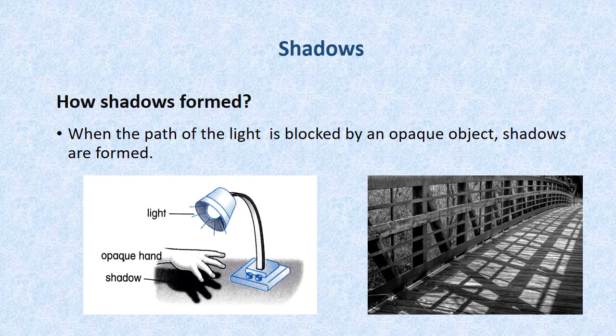So look at the picture below. The source of light is the lamp. The light rays which come from the lamp are blocked by the hand. So the hand is the opaque object. So finally the shadow is formed.